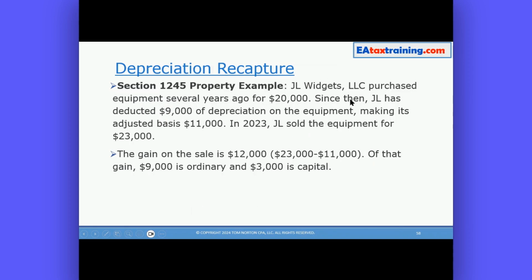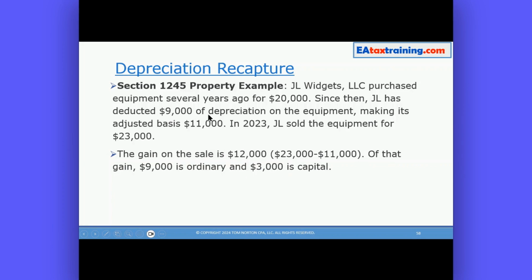JL Widgets, LLC, purchased equipment several years ago for $20,000. Since then, JL has deducted $9,000 of depreciation on the equipment, making its adjusted basis $11,000. In 2023, JL sold the equipment for $23,000. So the gain on the sale is $12,000, right? $23,000 minus the adjusted basis of $11,000. Of that gain, 9,000 is ordinary and 3,000 is capital.